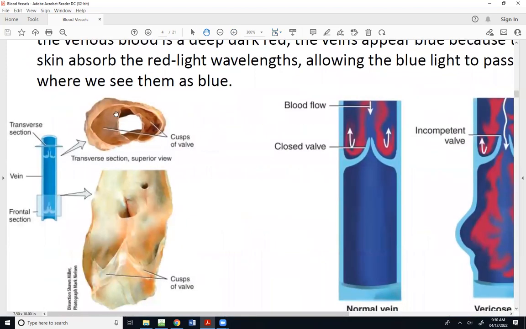Looking here, we've got a couple cool pictures. This is a transverse section looking down into a vein, and you can see the valves.